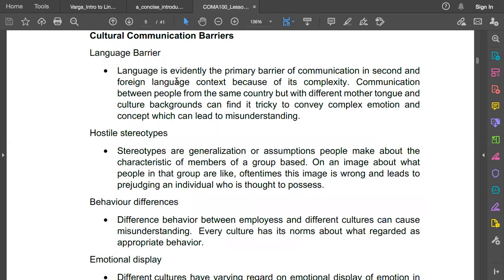So the first one, language barriers. Language is evidently the primary barrier of communication in second and foreign language contexts because of its complexity. Imagine you are in a country where you don't know how to speak their language, and anyone from that country doesn't know how to speak English. How would you even enjoy visiting that country if you cannot freely converse with the people? Communication between people from the same country but different mother tongue and cultural background can find it tricky to convey complex emotion and concepts, which can lead to misunderstanding.